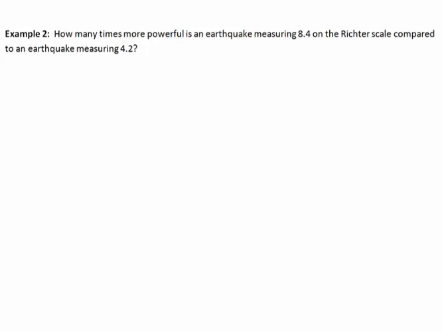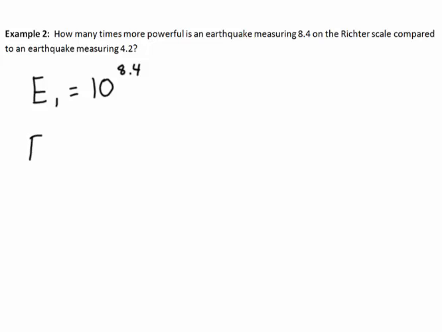So let's apply this to our situation. We have 2 earthquakes, and we want to find out how many times more powerful is earthquake 1, measuring 8.4 on the Richter scale, compared to earthquake 2, measuring 4.2 on that same Richter scale. So earthquake 1, we want to find its intensity, or how powerful it is. The Richter scale, or its intensity, is just a base 10. And the exponent is the reading on the scale. So the first earthquake is 10 to the 8.4 intensity, which is a really, really big number.